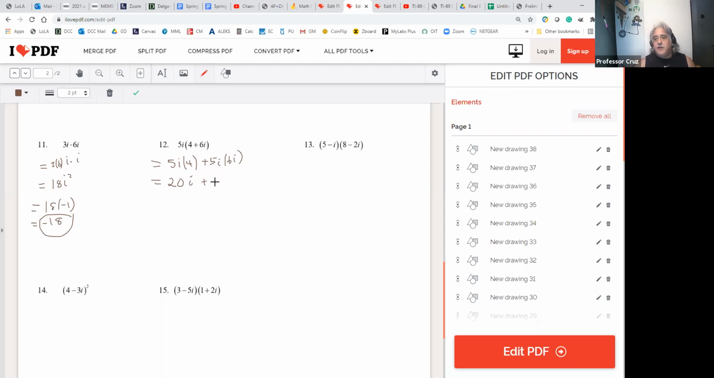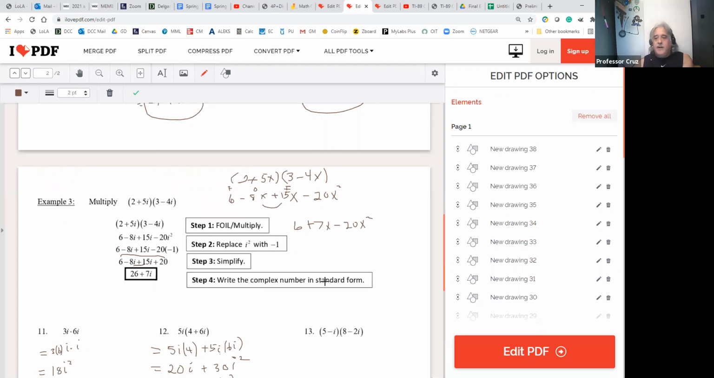So 5 times 6 is 30. i times i is i squared. No i squared should stay in your final answer. They get changed to negative 1. All right, questions?